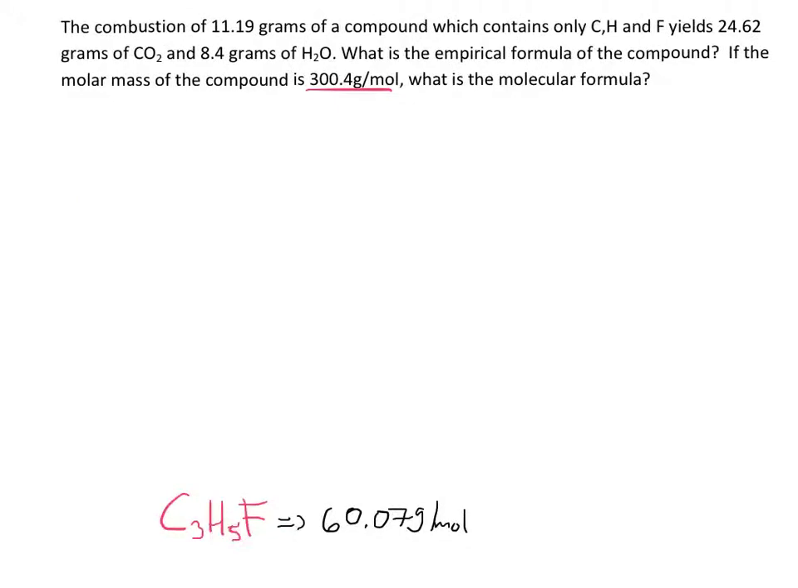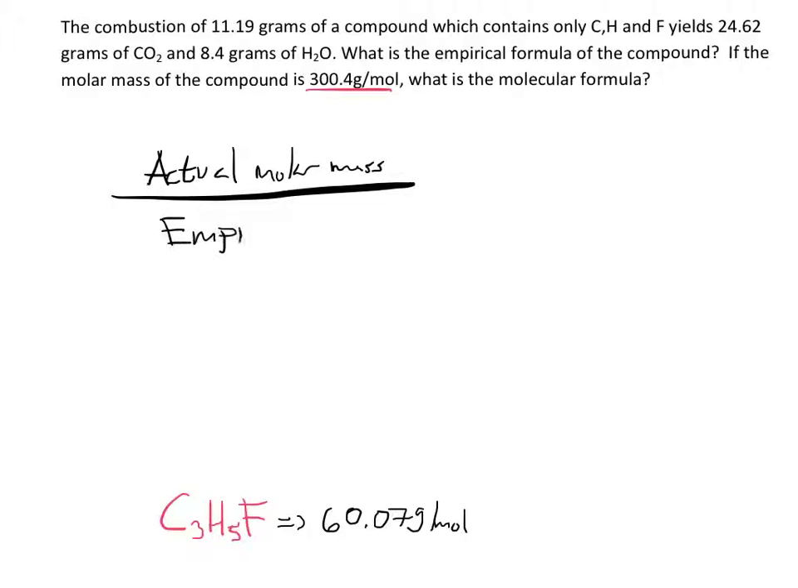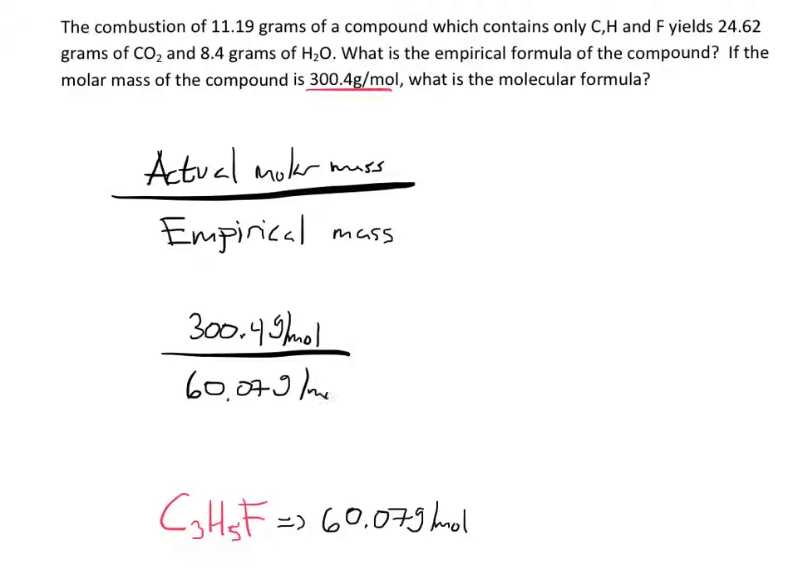So the conversion from empirical to molecular is the actual molar mass divided by the empirical mass. So in the case of our numbers, the actual was 300.4 grams per mole, and our empirical was the one that we just found at 60.07 grams per mole. When we divide those two, we get a nice round 5.